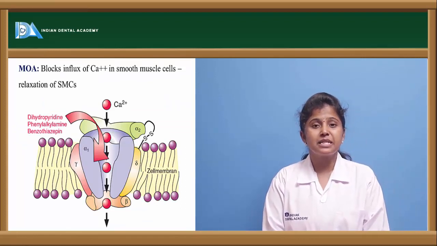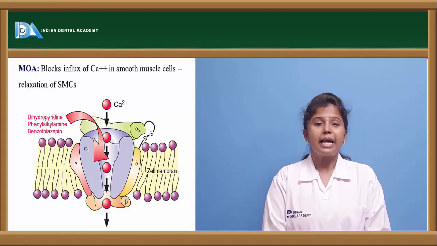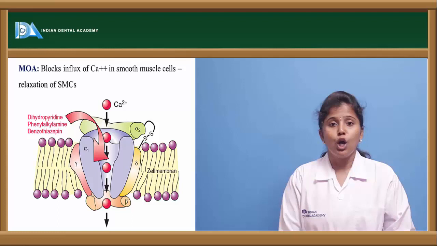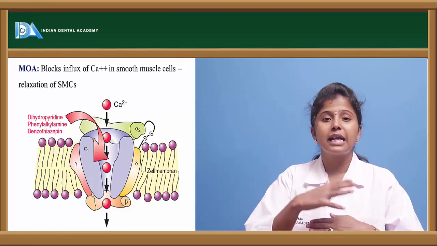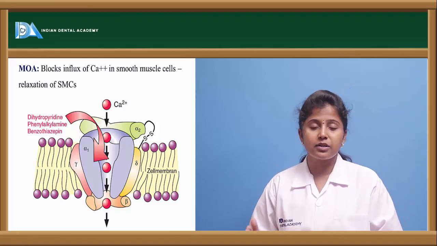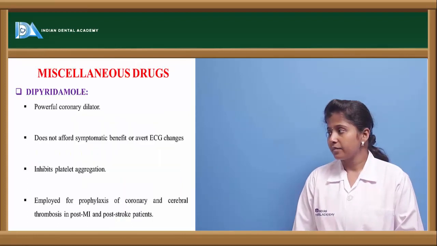If calcium is entering into the cell, it causes depolarization of the cell and contraction of the smooth muscle occurs. So if this calcium channel is blocked, the calcium entry is not taking place into the cell, and that causes smooth muscle relaxation.